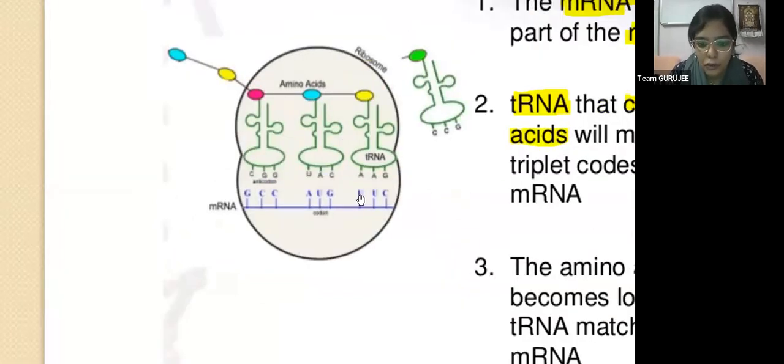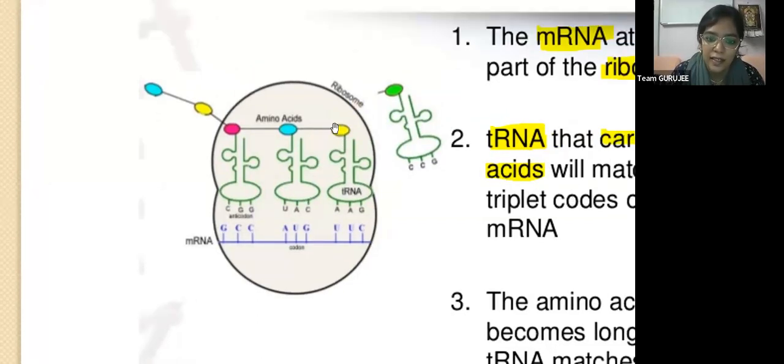So UUC is there in mRNA. What will be the complementary pair? AAG. So this particular tRNA with the anticodon AAG has the amino acid. They carry the amino acid along with them, so they come and attach, and all these amino acids get attached to form a protein or polypeptide chain.